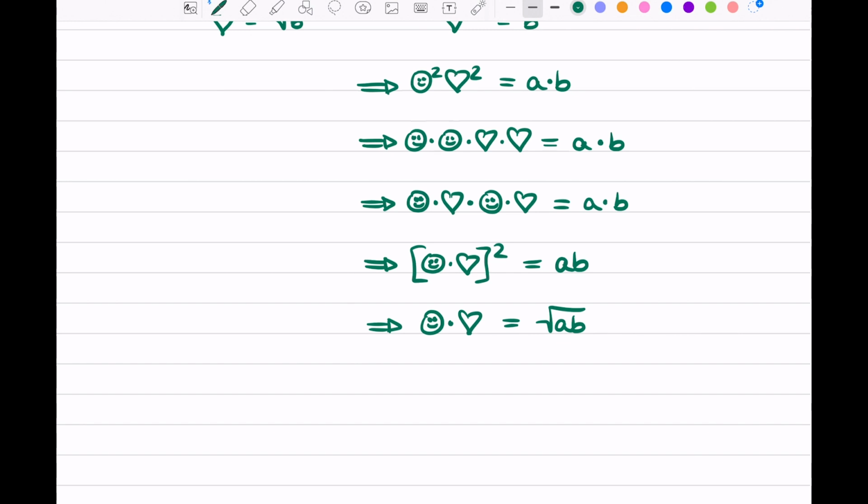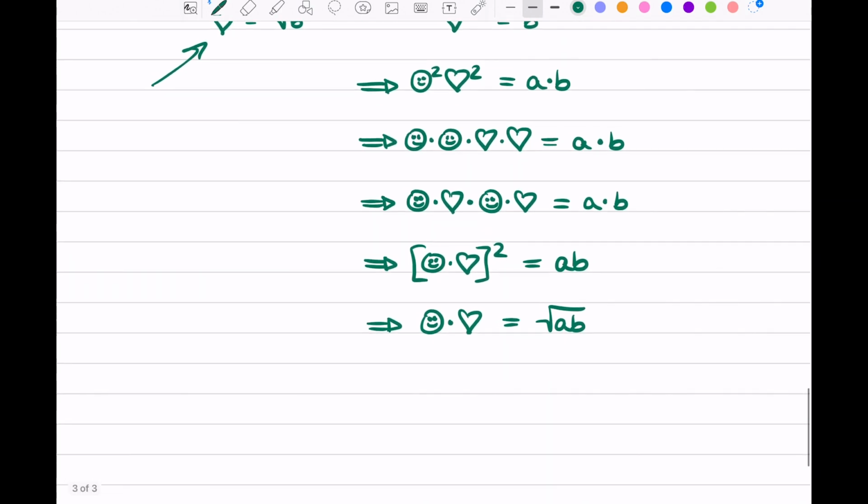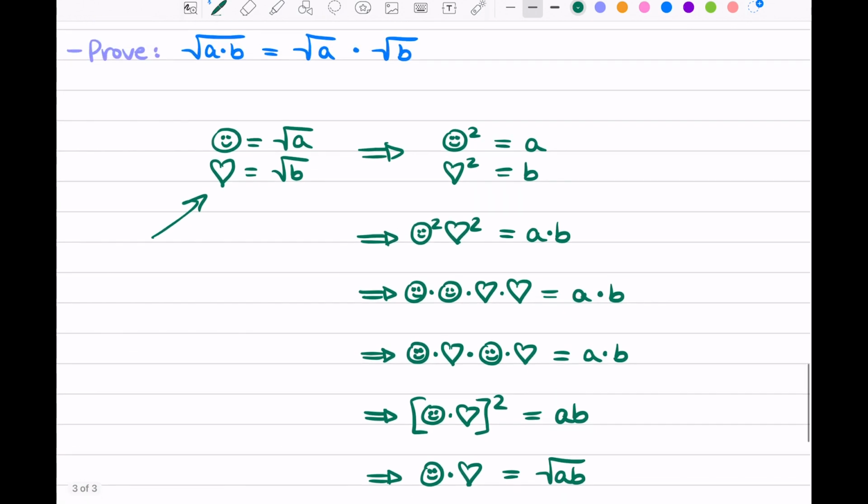And now we have just smiley face and heart on the left side. And again, we said our smiley face and heart are equal to square root of a and square root of b. So let's go ahead and substitute that in. So we have the square root of a times the square root of b equals the square root of ab. And that's our multiplication rule. That is exactly what we wanted.